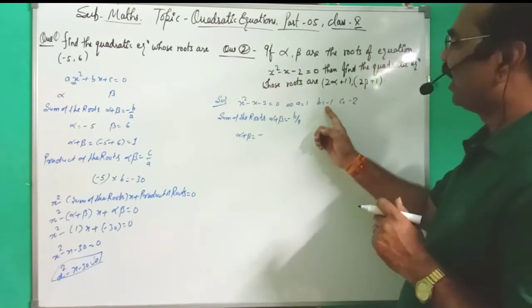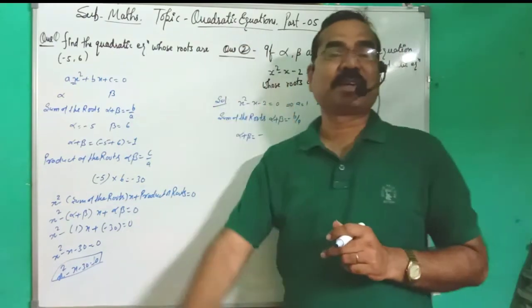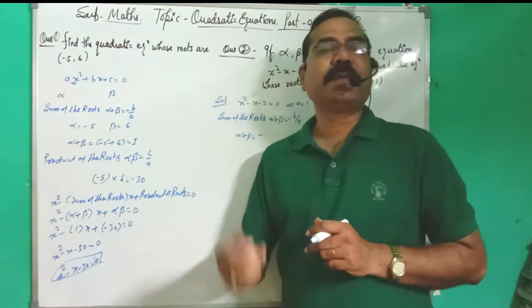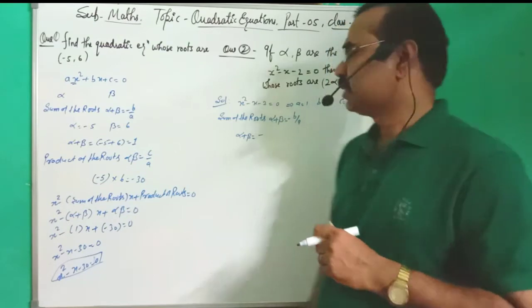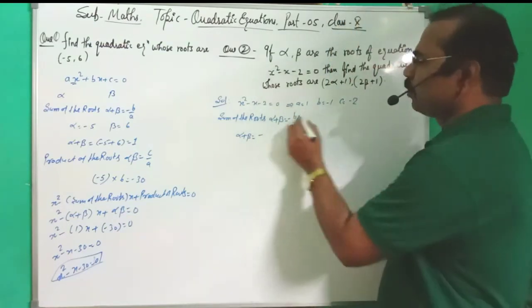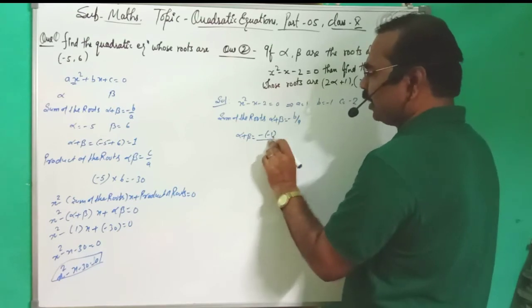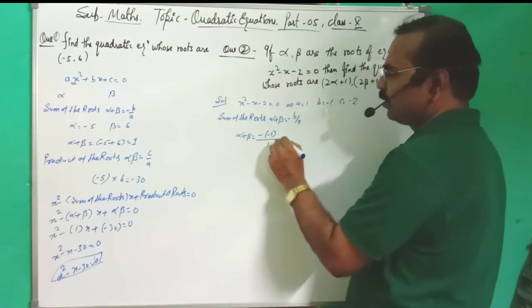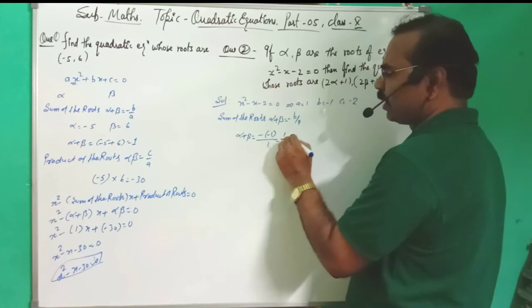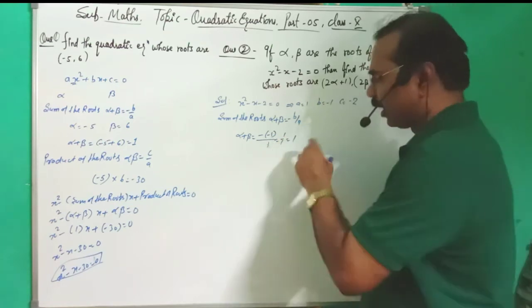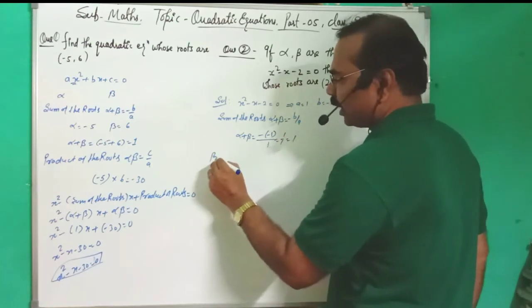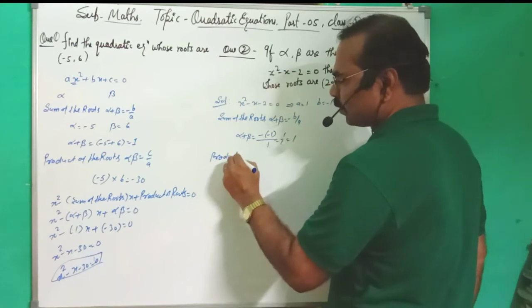Let me remind you a little, you will understand. We have to compare with our quadratic equation, which is of the form ax square plus bx plus c. Alpha plus beta is equal to minus b upon a. It means minus of minus 1 upon 1, so the value is 1. Again we can find the product of the roots.